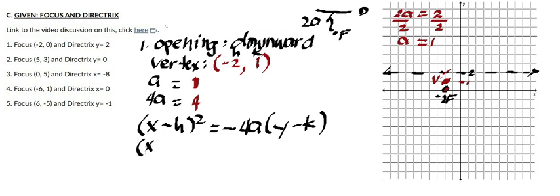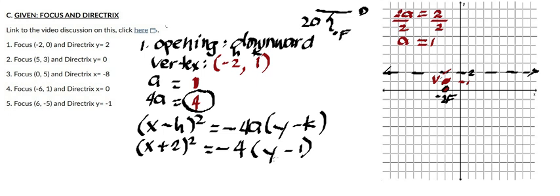So we have (x minus, our h is -2), so that will become (x + 2) squared equal to, negative will be copied. We already have a 4a, which is 4. Replace the entire 4a by 4. Multiply that with (y minus, our k there is 1). There you go with the standard equation of the parabola.